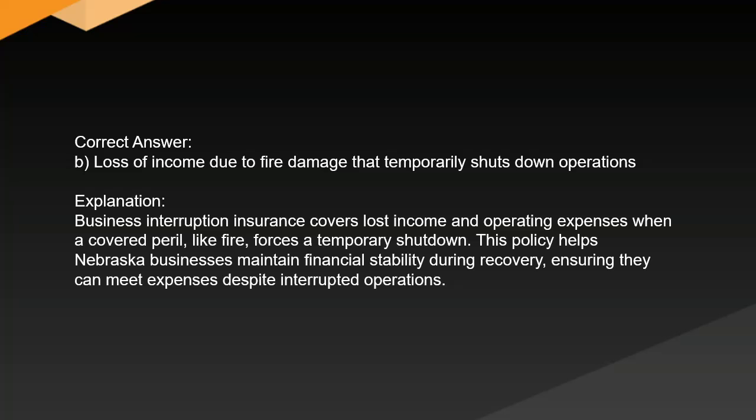Explanation. Business interruption insurance covers lost income and operating expenses when a covered peril, like fire, forces a temporary shutdown. This policy helps Nebraska businesses maintain financial stability during recovery, ensuring they can meet expenses despite interrupted operations.